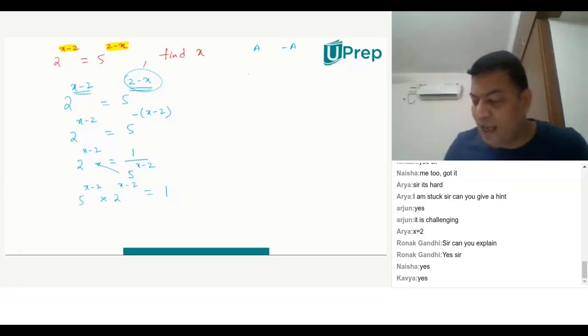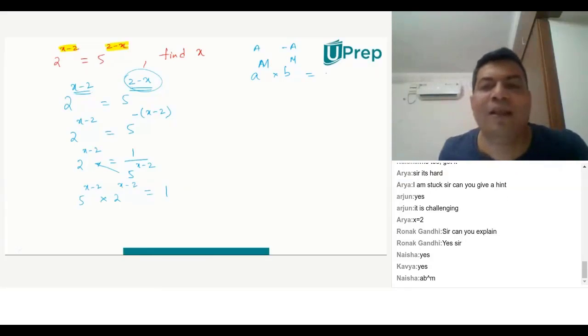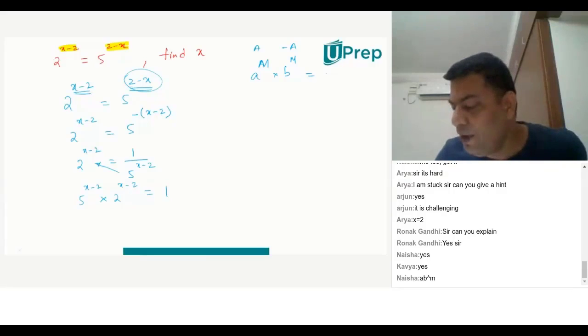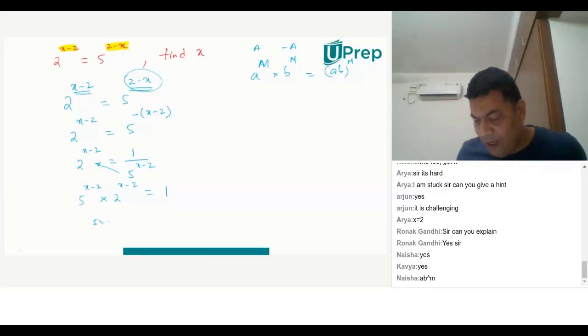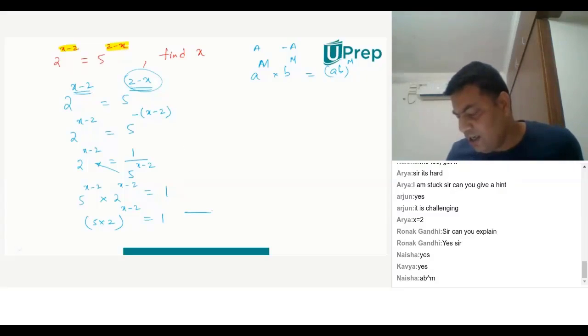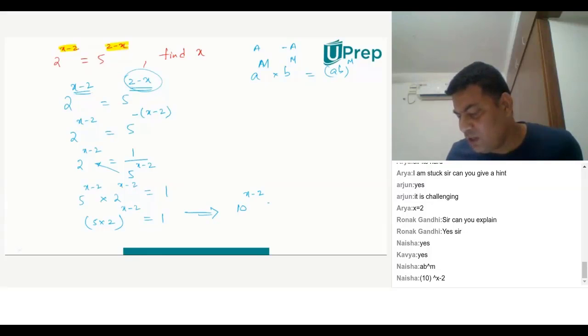Now it is in the form of a power monkey multiplied with b power monkey. What is a power monkey multiplied with b power monkey? AB whole to the power of monkey. So it looks like AB whole to the power of monkey, which is AB, 5 into 2, whole power x minus 2, is equal to 1. That implies it is 10 to the power of x minus 2 is equal to 1.